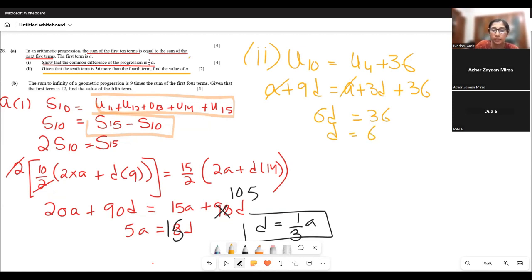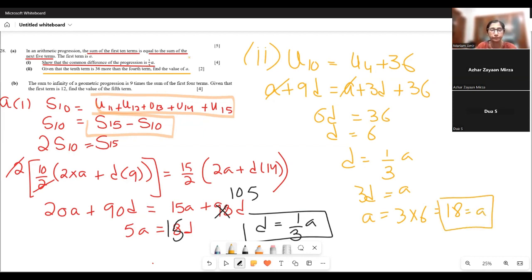और हमें चाहिए A की वैल्यू. So we can substitute it in the formula. D equals 1/3 of A. So A will be equal to 3D. So A should be equal to 3 times 6, which is 18. Let me check. Question 28. Okay, 18 is the answer. Okay. Part B.